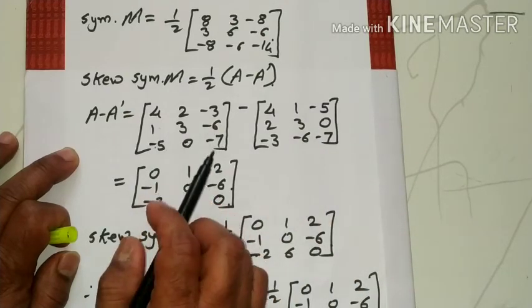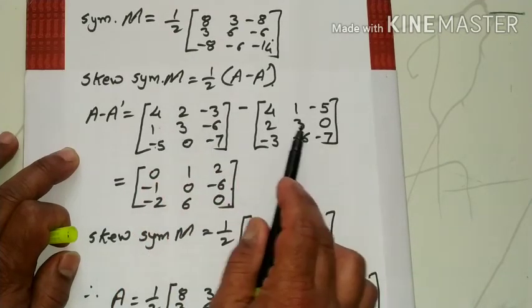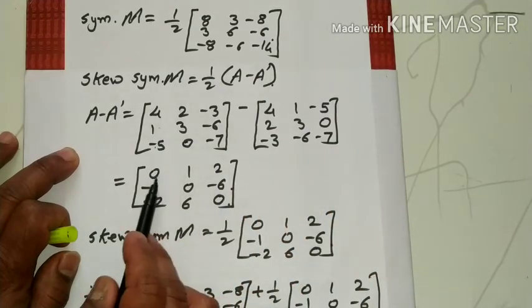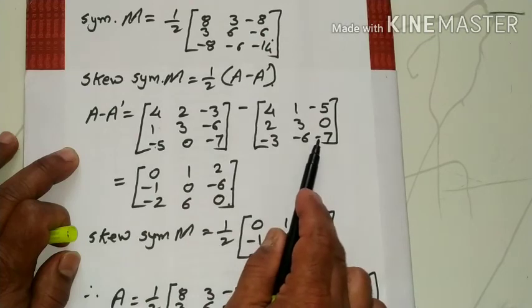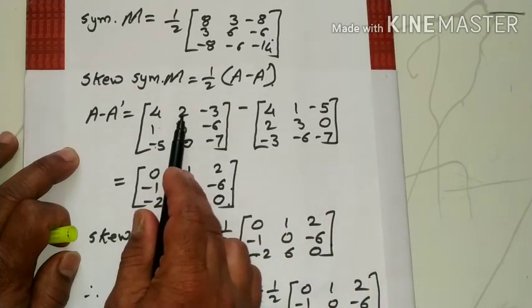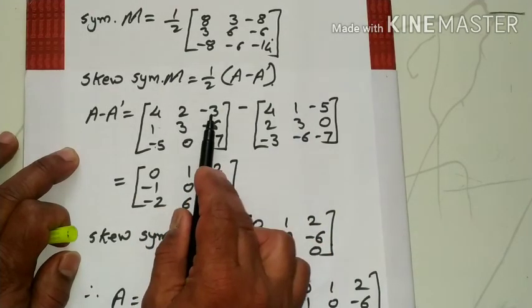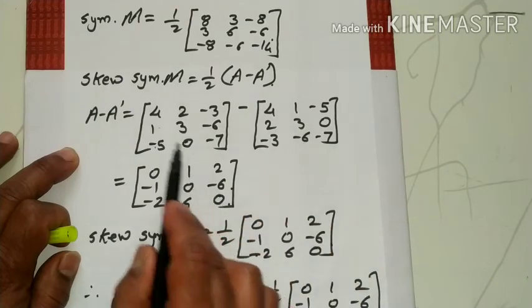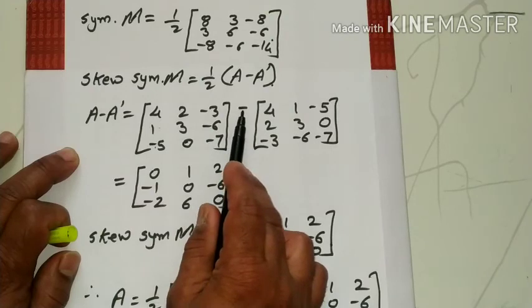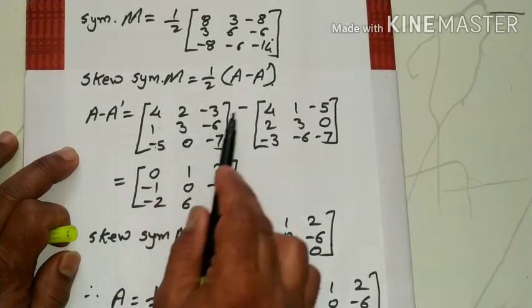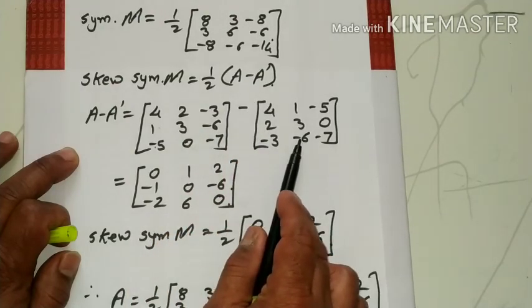Then we know that when we subtract matrix and its transpose, diagonal elements become 0. So 4 minus 4 is 0, 3 minus 3 is 0, minus 7 minus minus 7 is 0, and remaining elements: 1 minus 2 is minus 1, minus 3 minus minus 5 is 2, 1 minus 2 is minus 1, minus 6 minus 0 is minus 6, minus 5 minus minus 3 is minus 2, 0 minus minus 6 is 6.